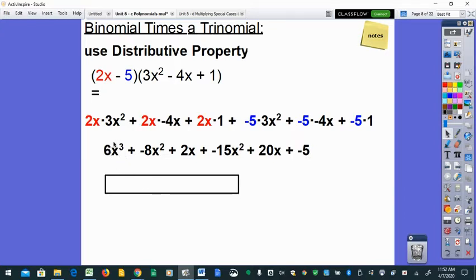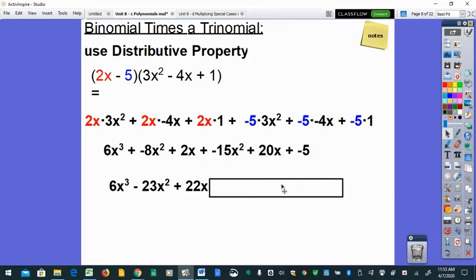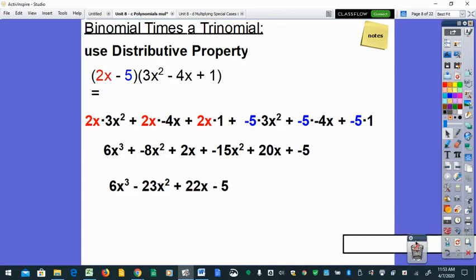Notice he does not have a buddy, but the negative 8x squared will combine with the negative 15x squared to give us the negative 23x squared. The 2x is going to combine with the positive 20x to give us 22x, and then the negative 5 is also buddyless. So usually, most of the time, when you multiply a binomial times a trinomial, you usually will get the 4 terms. In our last example, it just so happened that one of them fell out, but normally you'll end up with a polynomial of 4 different terms.